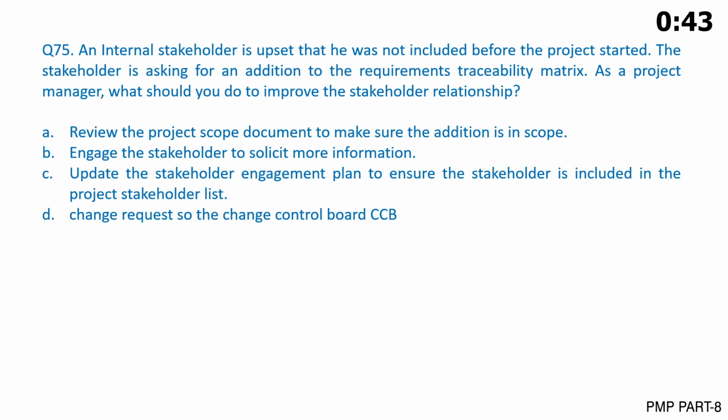A. Review the project scope document to make sure the addition is in scope. B. Engage the stakeholder to solicit more information. C. Update the stakeholder engagement plan to ensure the stakeholder is included in the project stakeholder list. D. Issue a change request to the Change Control Board, CCB.